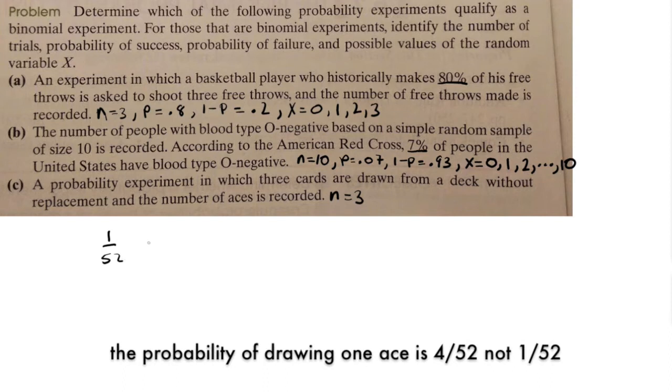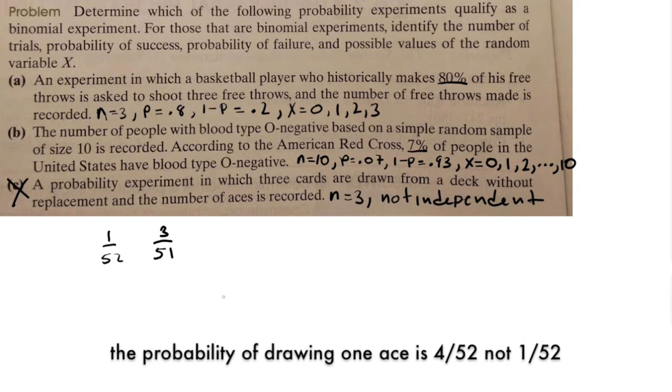Now, if I don't replace that first card, what's the probability that I draw an ace on the second card? Well, I've reduced my number of aces by 1, so now I'm down to 3, and I've reduced my cards to 51. Now these two are not the same. So these trials are not independent. So this last one here is not a binomial experiment. So this one we get to X out.